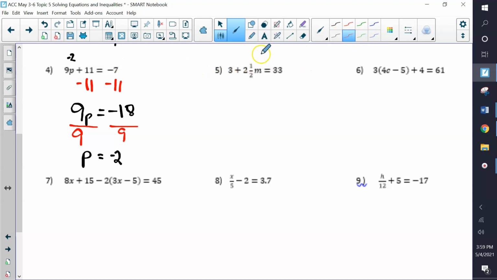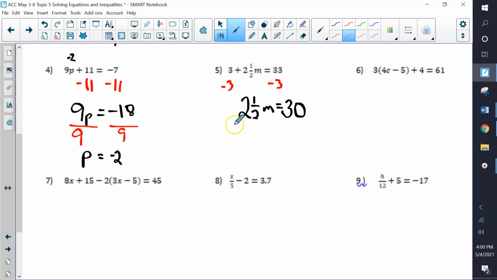Let me go ahead and go through our first step. So here our first step was to get rid of the positive 3 right here by subtracting 3 on both sides. Now 2.5 times some number is 30. So we want to, in this case, divide by 2.5, or you can multiply by the reciprocal as well.